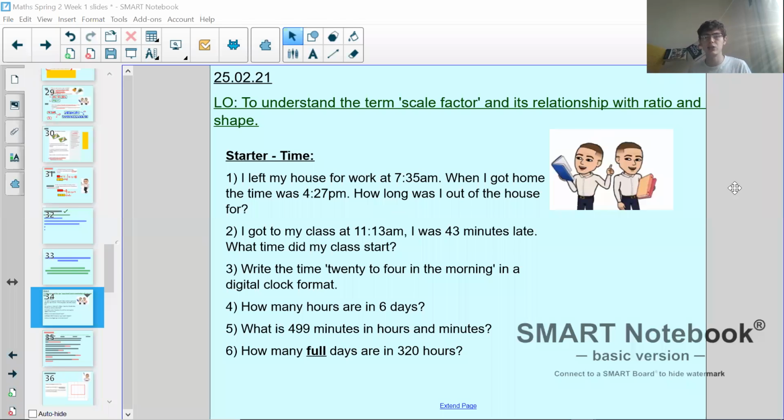Oh, not that one. There we go. So our learning objective today, as you can see, is to understand the term scale factor and its relationship with ratio and shape, okay? So we'll get into that soon, but firstly, your Fast 5 is on the board, or there's 6 today. So your 6 starter questions are on the board. Pause it here to have a go, and then I'll come back to you with the answers, okay?